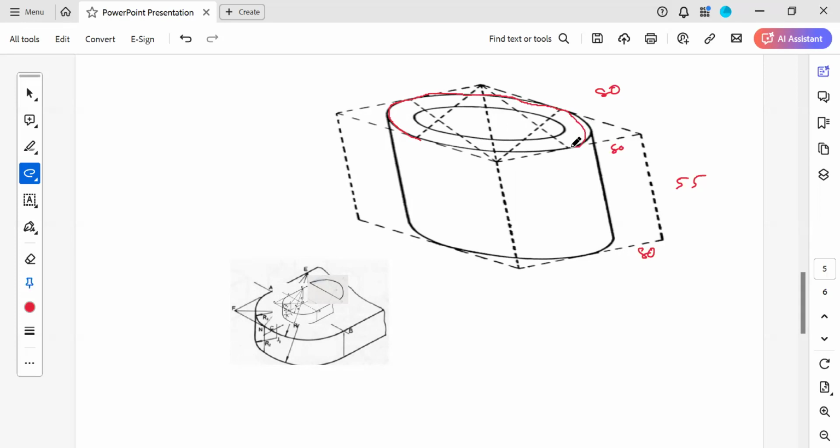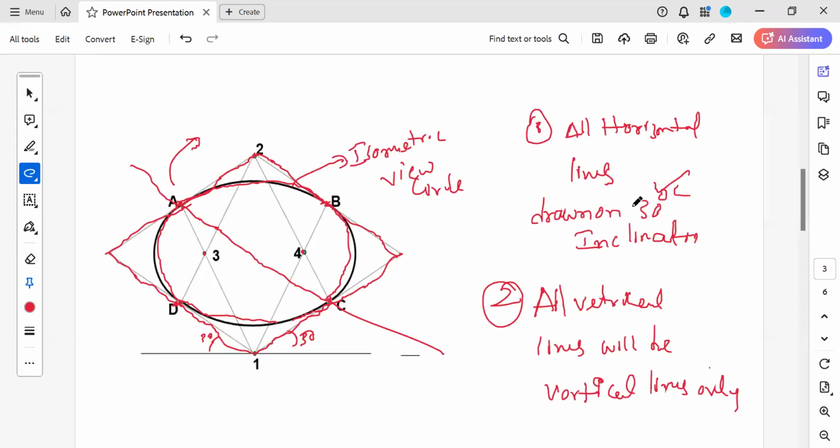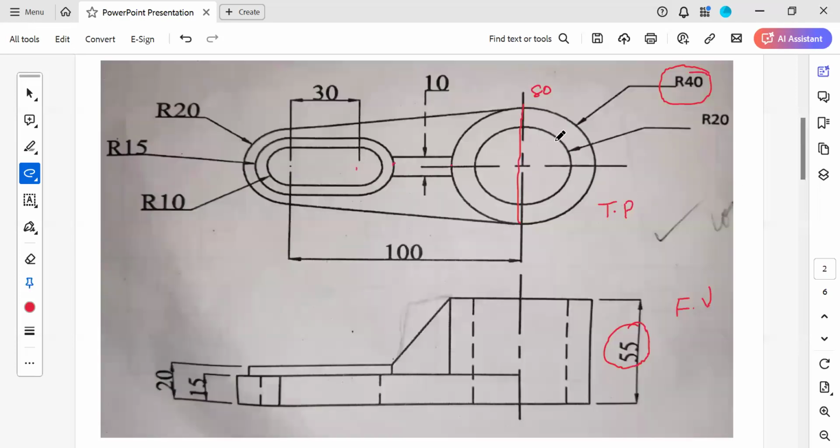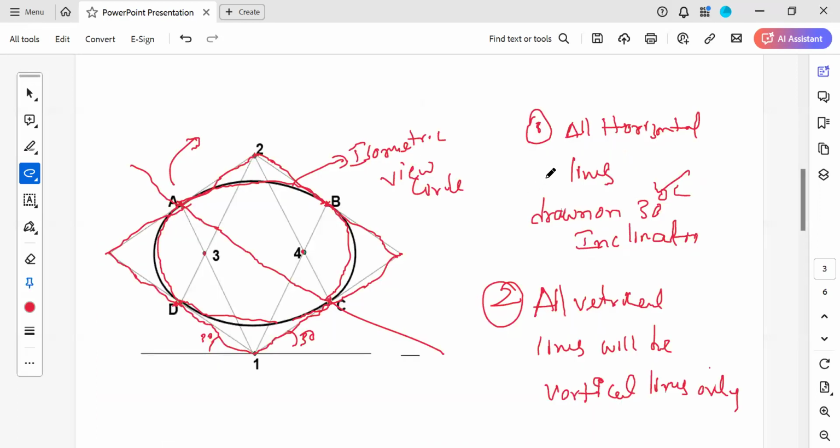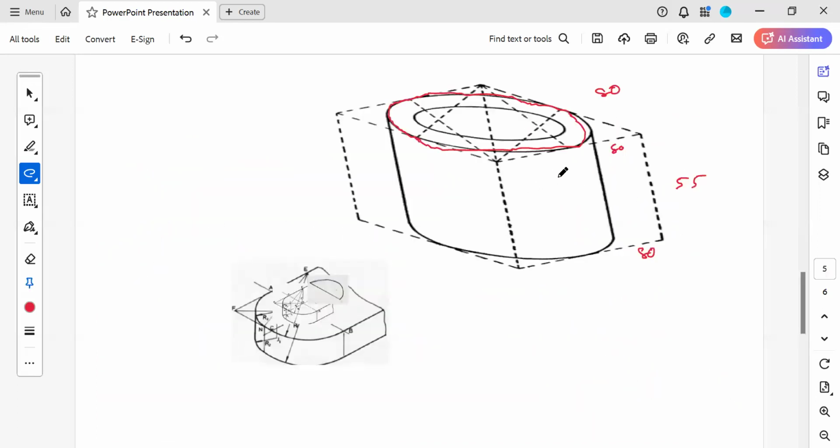So here by using geometrical constructions we are drawing the isometric view of the circle. Next thing is we are constructing one more square. The dimensions are given. This one is 20, no? 20 plus 20, 40 square. For the 40 square also we are constructing one isometric view by using the construction procedure of the isometric view of the circle.